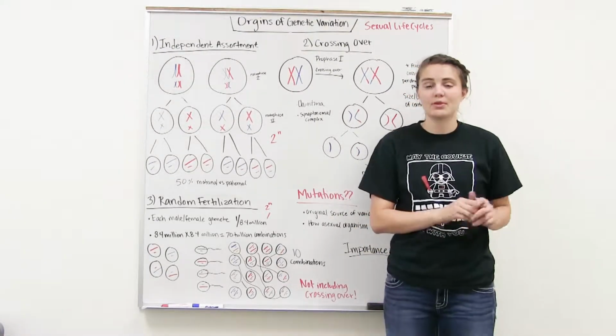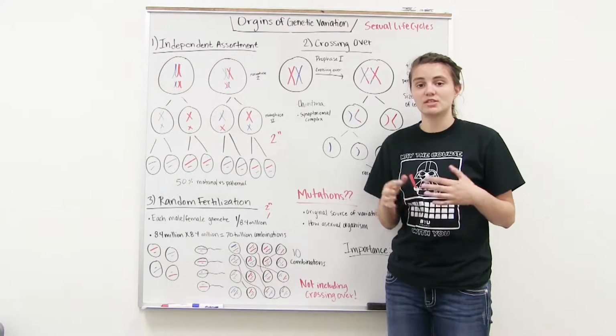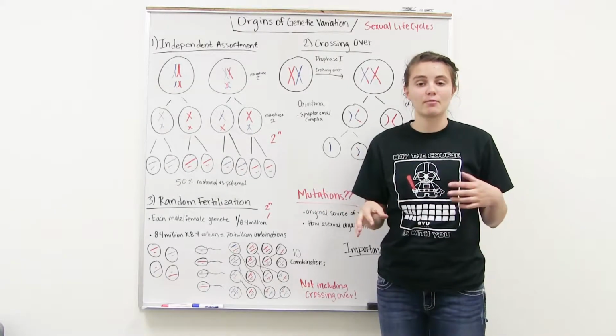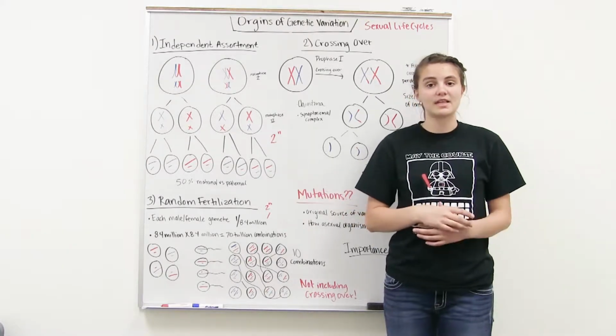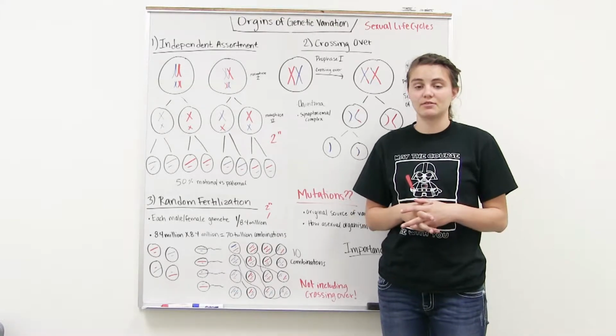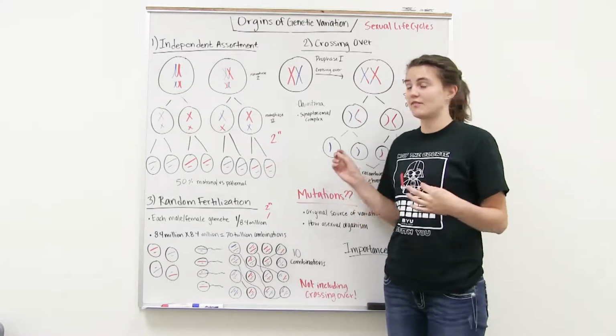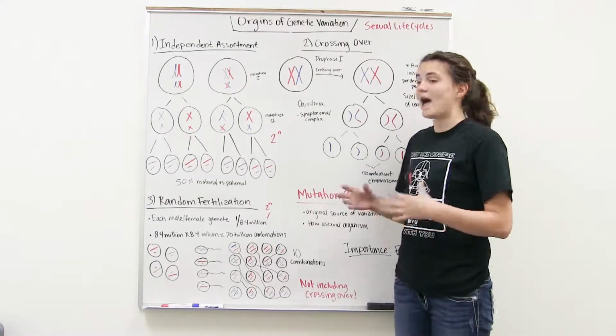Today we're going to be talking about the origins of genetic variation. So genetic variation is just the differences in members of a population or within a species. You look around, you'll notice that everybody in our world basically looks different from one another. And this is genetic variation, these differences between members of the same population. And so how does this happen?